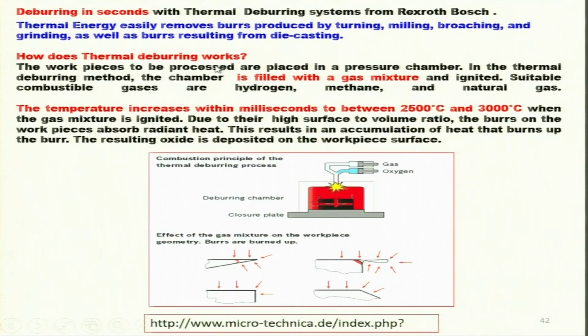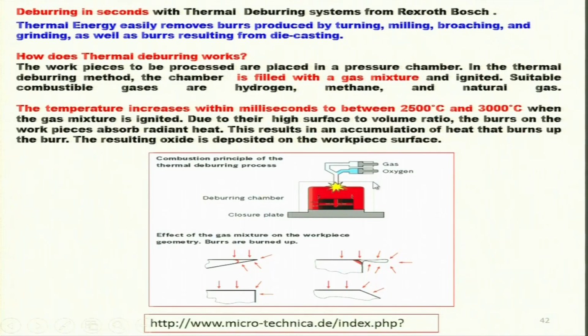How does thermal deburring remove burrs? The workpieces to be processed are placed in a pressure chamber. In the thermal deburring method, the chamber is filled with a gas mixture as shown over here. Gas, oxygen, etc. are there and they are ignited. Suitable combustible gases are hydrogen, methane and natural gas. The temperature increases within milliseconds. Note, it is milliseconds, not a few seconds, to between 2500 and 3000 degrees centigrade.